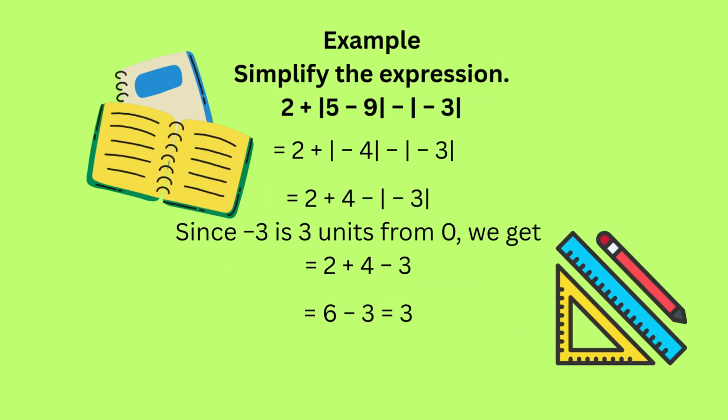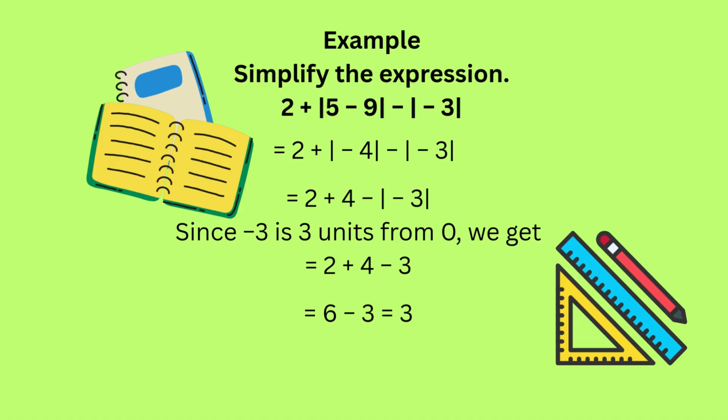Here is another example we have. Simplify the expression: 2 plus absolute value of 5 minus 9 minus absolute value of minus 3. Whenever we have an expression like this one, we have to deal with everything inside the absolute value bars first and then do the rest of the operations.